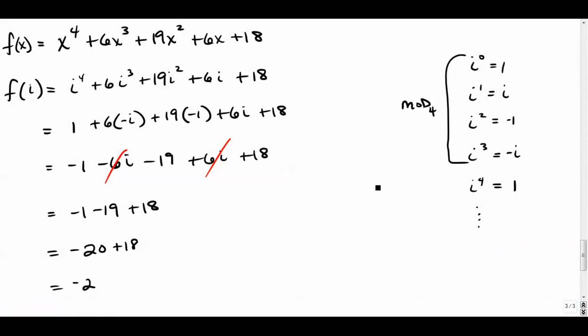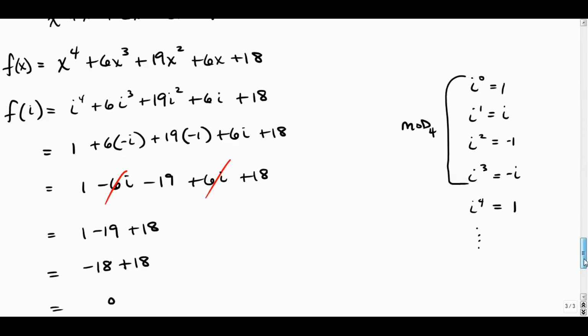And I figured it out. I made a very silly mistake right here. I put a negative there for some reason. So now the i terms cancel out. 1 minus 19 plus 18. That's negative 18 plus 18, which is 0. Great. I had to pause the video and figure out where I made my mistake, but I found it.